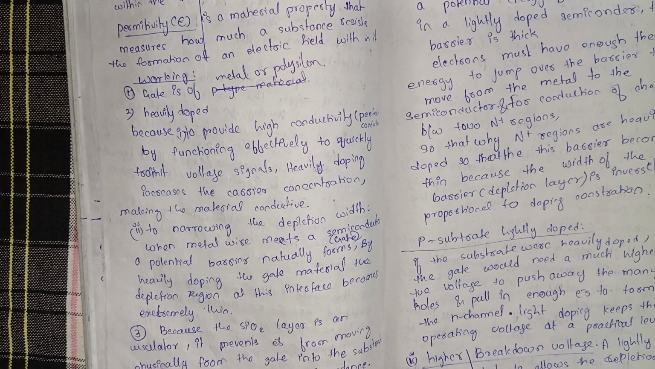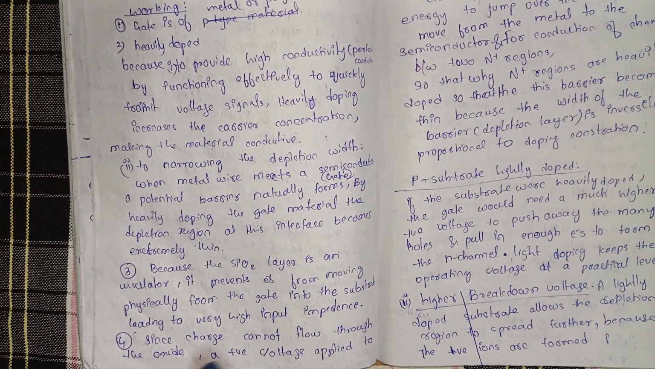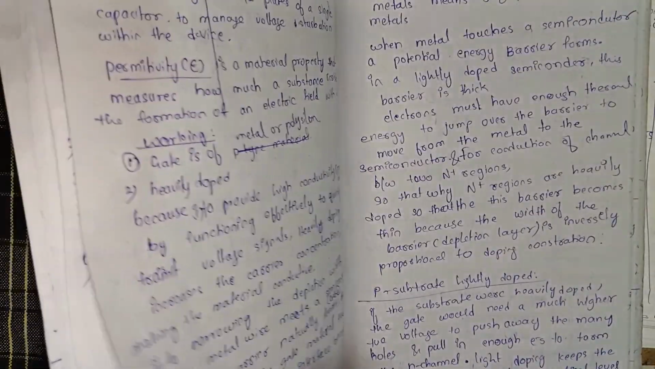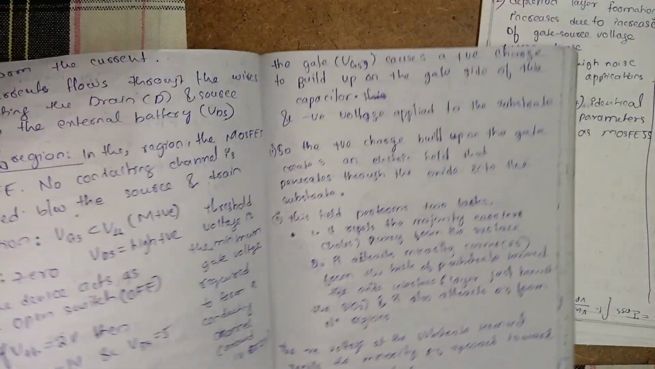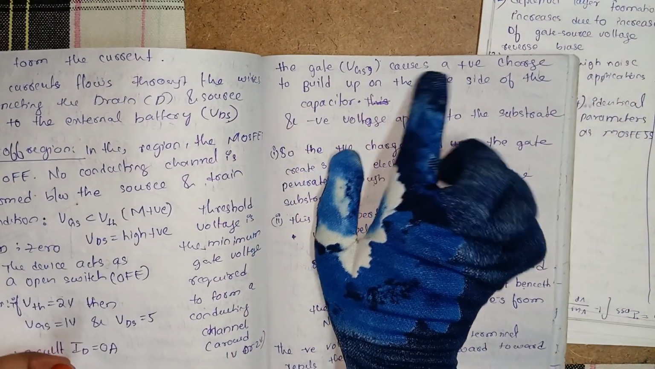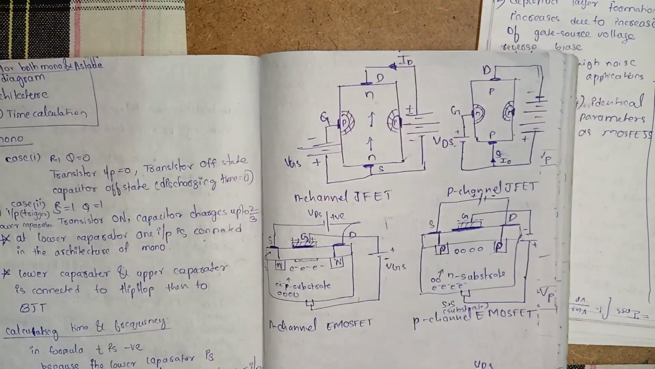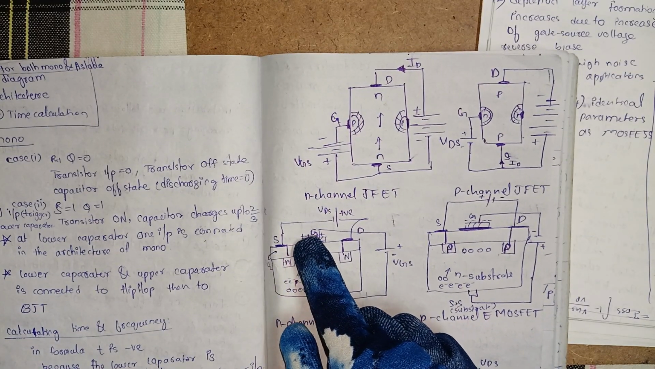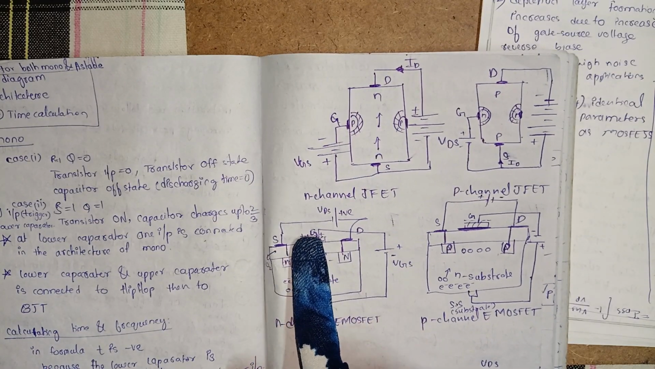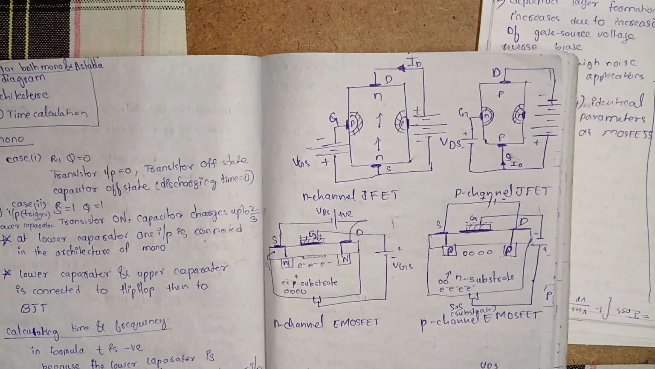And since charge can't flow through the oxide, a positive voltage applied to the gate causes a positive charge to build up on the gate side of the capacitor. Here it produces positive charge.